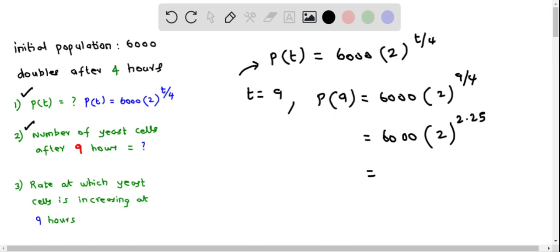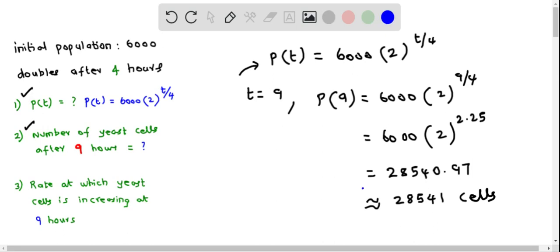We can plug this value into the calculator, and when we do that we get approximately 28,540.97, and this when approximated to a whole number, we can say that this is approximately equivalent to 28,541 yeast cells. So this is the number of yeast cells after 9 hours.